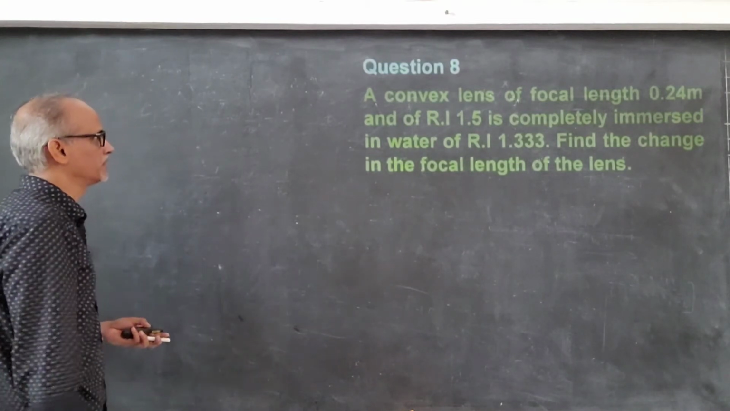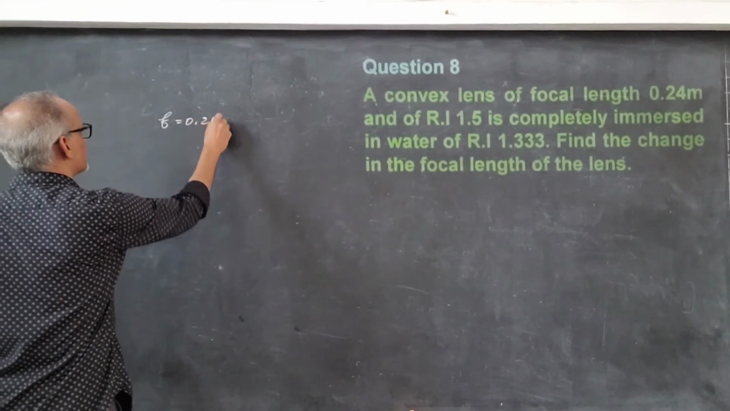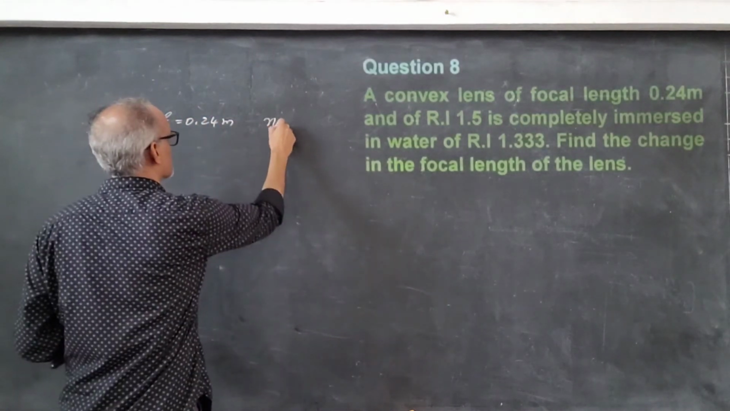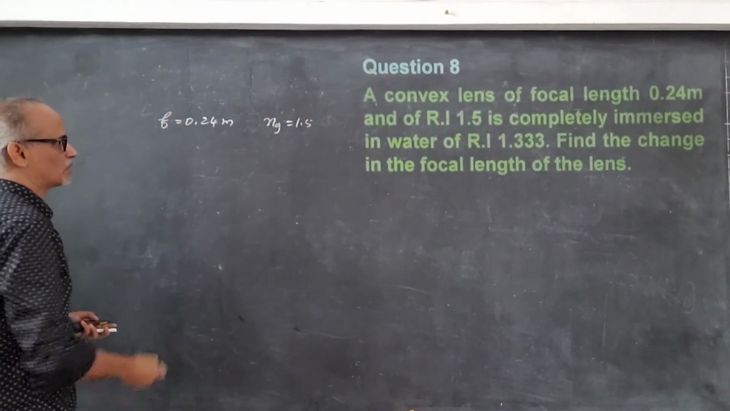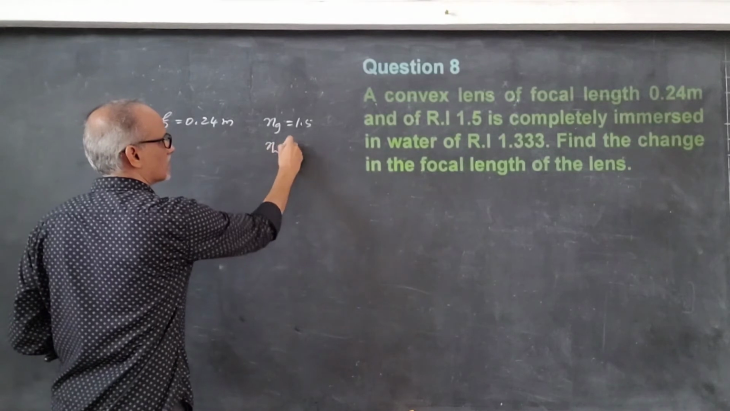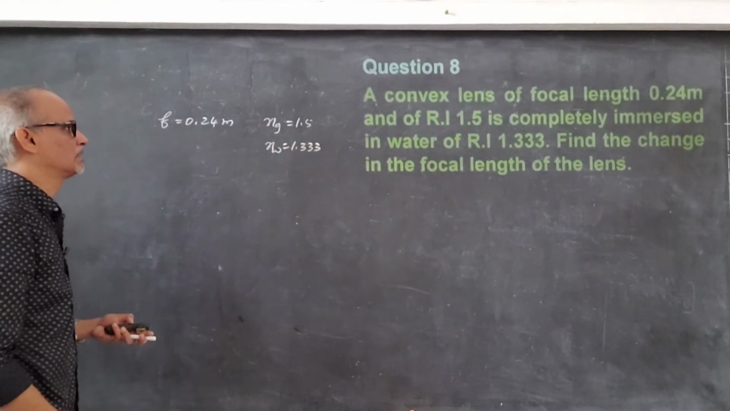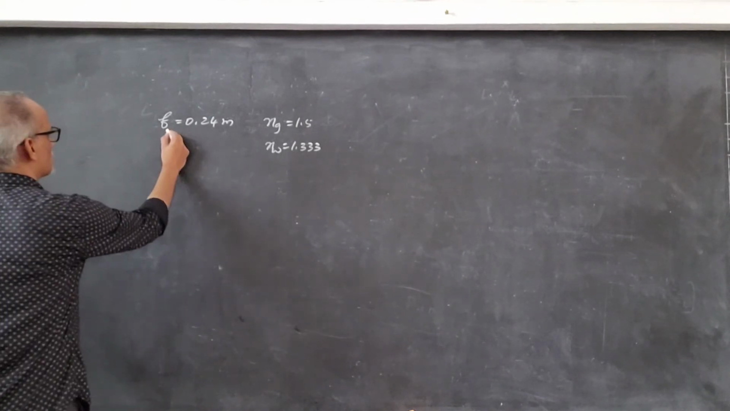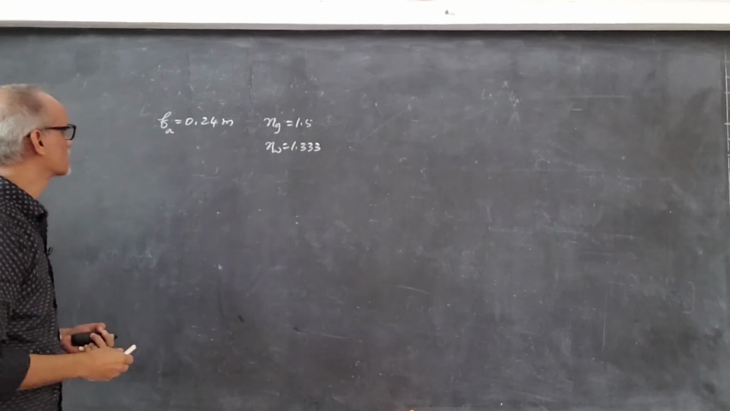Okay, question 8: a convex lens of focal length 0.24 meter and refractive index of the glass 1.5 is completely immersed in water of refractive index 1.333. Find the change in the focal length. So this is what we need to calculate. This is the focal length in air. We already solved one problem just now based on this.